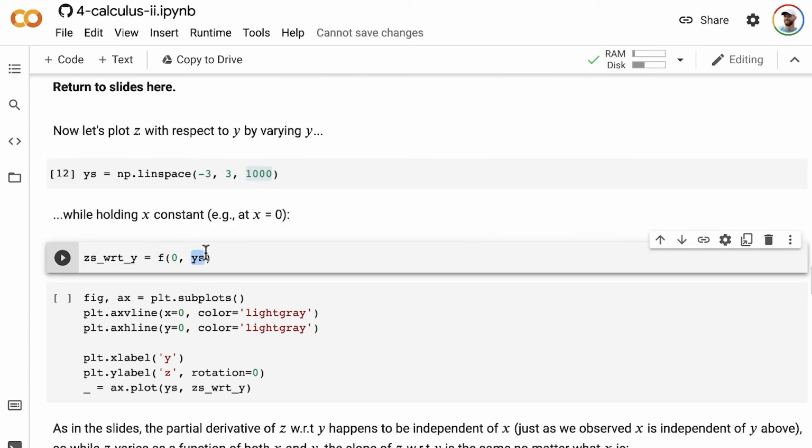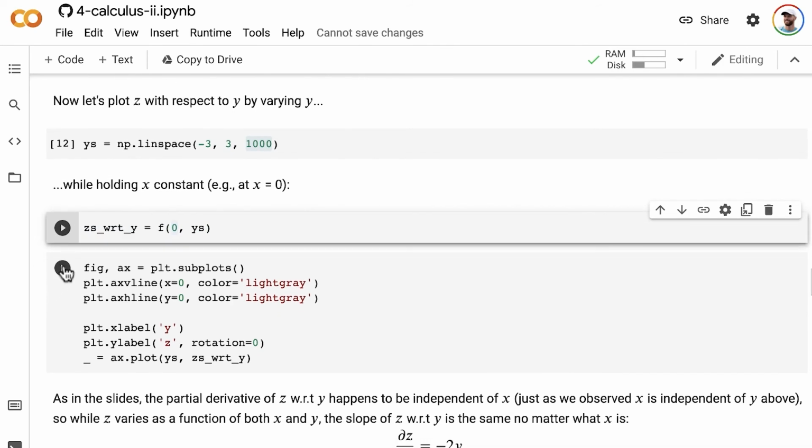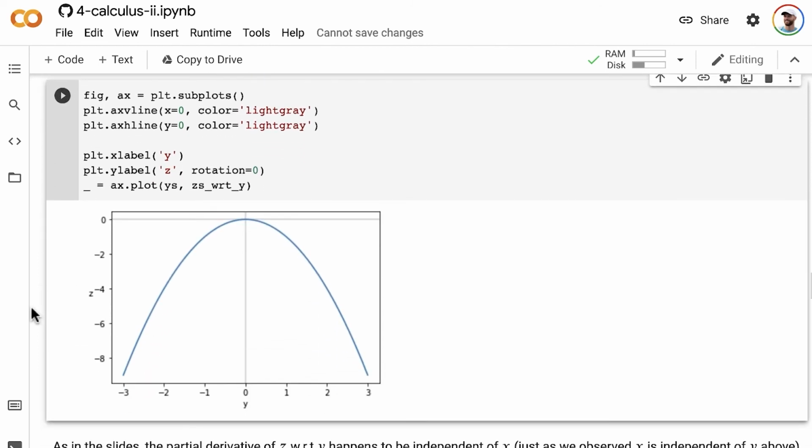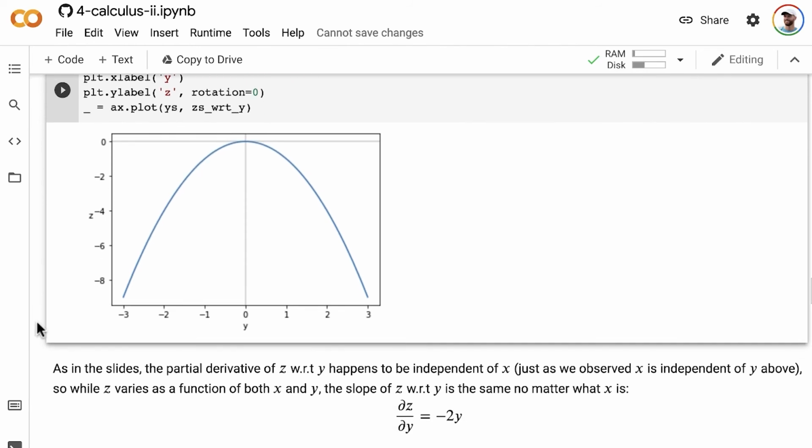We have those 1,000 y values, but x is fixed. And so that gives us z values with respect to y. We can plot those out as we did before, and we can see we have that inverse relationship between y and z. And just as in the slides, we have the partial derivative of z with respect to y here, which happens to be independent of x, just as we observed that the partial derivative of z with respect to x was independent of y earlier on.